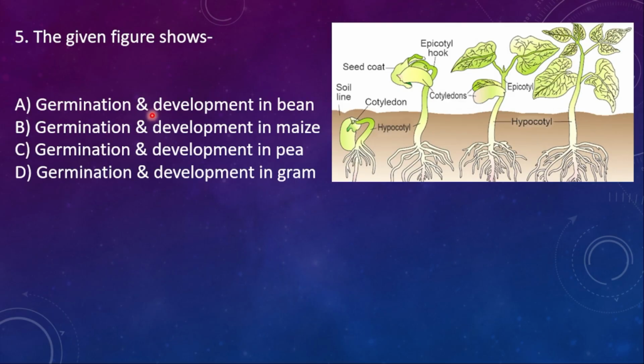Fifth question, the given figure shows what? A, germination and development in beans; B, germination and development in maize; C, germination and development in pea; D, germination and development in grams. So here this is the bean seed. This figure is showing how it is going to germinate and then how it is going to develop.